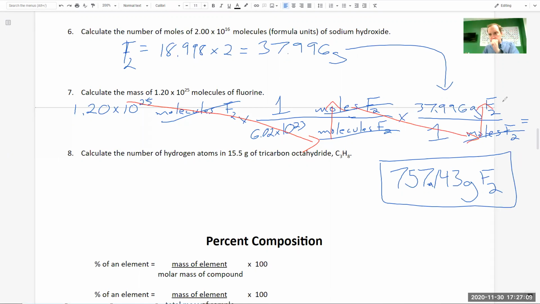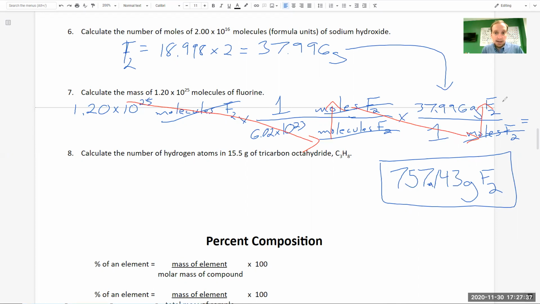Again, as you go vertical, the conversion has to be something that you know, like molecules to moles, grams to moles, or vice versa, moles to grams, moles to molecules. But you cannot go directly from grams of something to the atoms or molecules of something, because every compound, every element has a different mass. You must go through moles in order to get there.